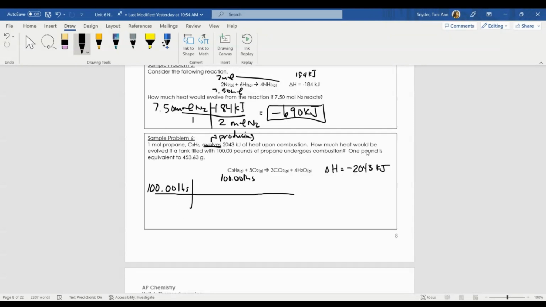And it looks like here, 1 pound is equivalent to 453.63 grams. So 1 pound, 453.63 grams. This is 100 pounds of propane, so C3H8. So this would be propane here as well. Molar mass of propane is 44.11 grams of propane is equivalent to 1 mole of propane.